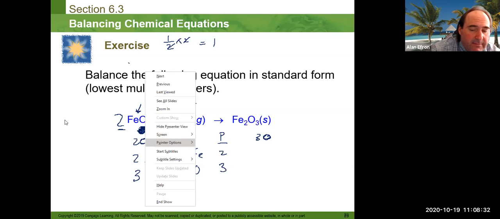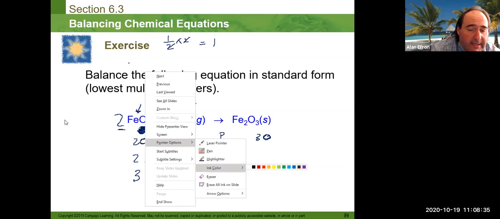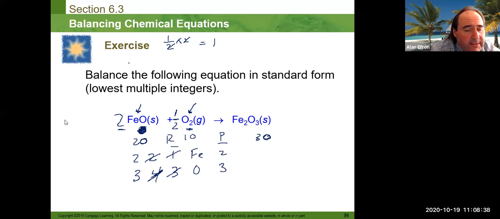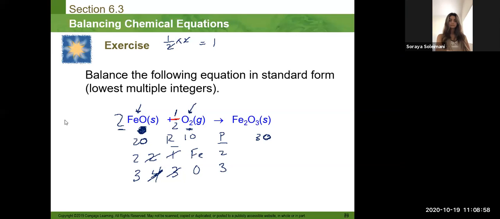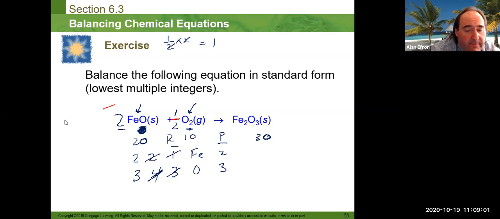I have the exact same number of elements on each side. Now, you may be saying to yourself, didn't you say that when it's all said and done, you do need to have all whole numbers? And the answer is yes, you do need to have all whole numbers. So what that means is we can use a fraction here to balance it, but we do need to get rid of the fraction before it is completely balanced correctly. So what we want to do is multiply everybody by a denominator, basically.